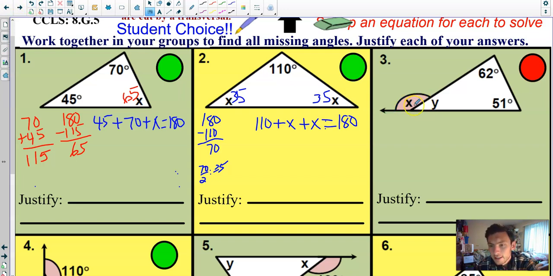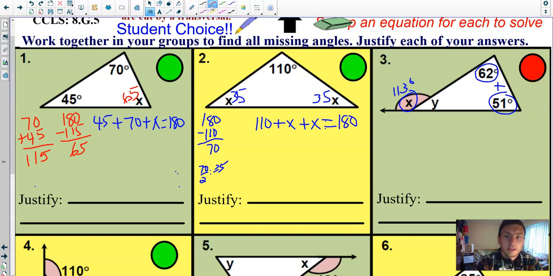I'm actually going to find x first, because I want to give you practice using the exterior angle theorem. Remember, an exterior angle, an angle that's outside of the triangle, equals the sum of the 2 angles that are not next to it. So x equals 62 plus 51. And that'll give me x. So 62 plus 51 is 113 degrees. So that's x. So now that we know x, we can figure out y.